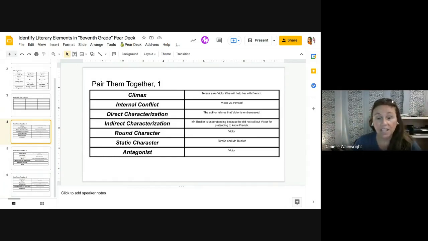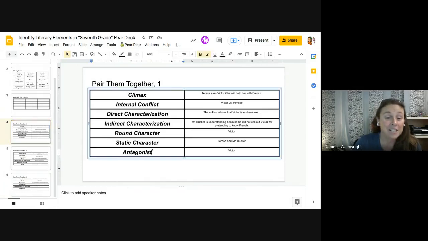And a static character is very similar to a flat character. It's a character who, even if they are well developed, doesn't change. They're static. They stay the same. So examples of that are Teresa and Mr. Bueller. The antagonist, which is the force causing the problem in the story, is actually Victor. Victor is his own antagonist in the story. He's causing his own problems. Okay. Let's go to slide 5.